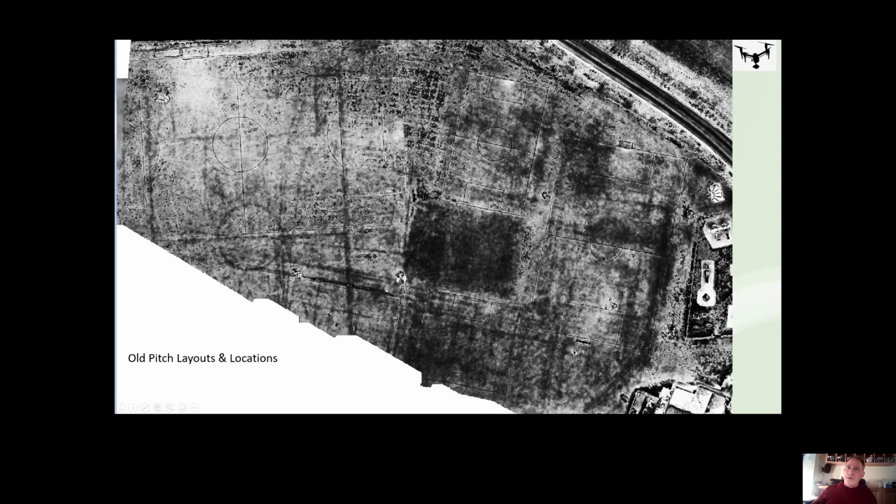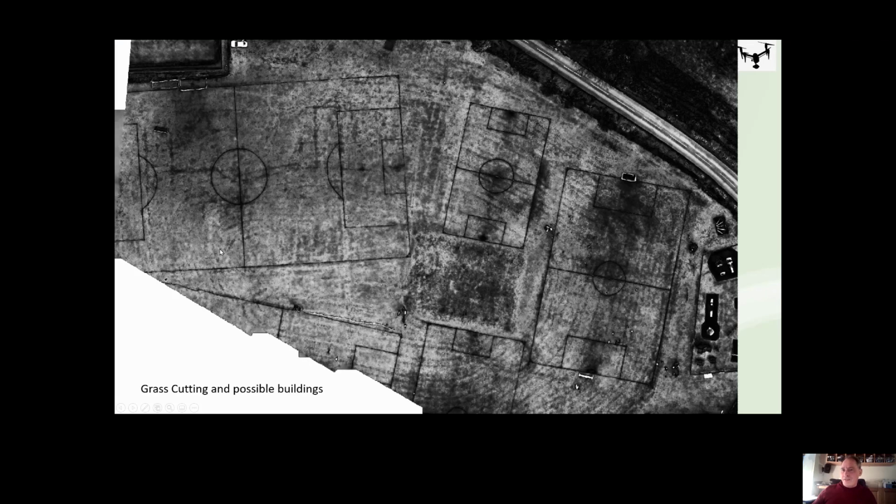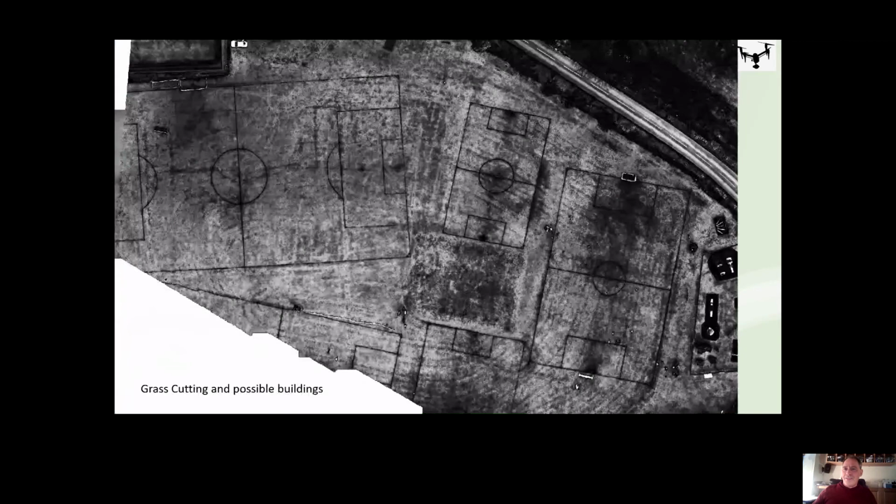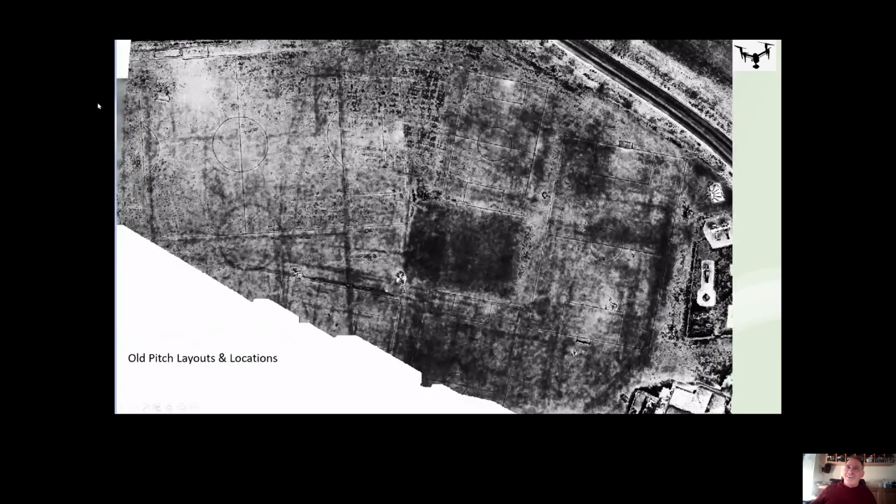And why? Because here's the modern football pitch, and here, look, underneath it is an older one. They've moved their football pitch. There's the centre circle. Let's just go back. There you go. See that very, very clearly. How good is that?